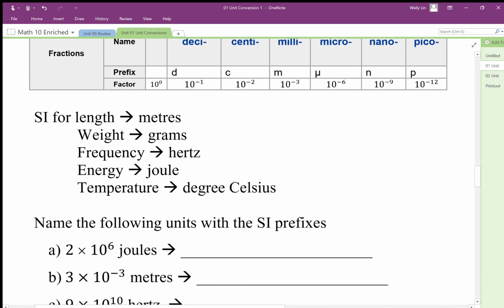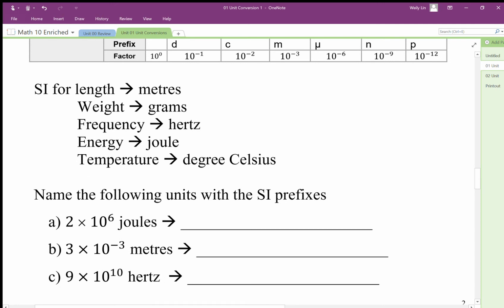So for our SI measurement of length, we use meters. For weight, we use grams. For frequency, we use hertz. For energy, we use joules. Okay, sometimes we still use calories a little bit in science. Temperatures, we use Celsius instead of Fahrenheit.